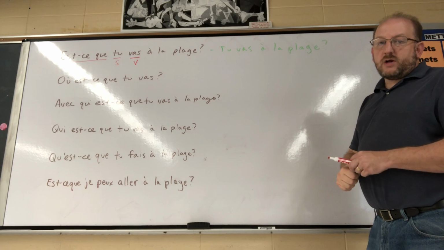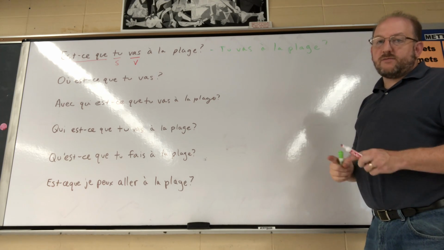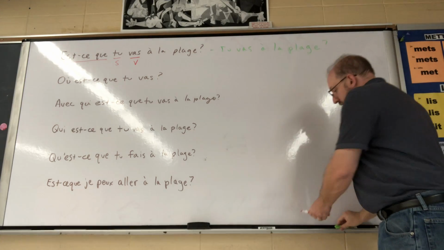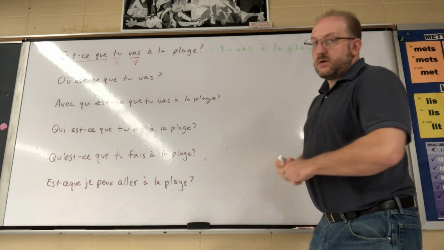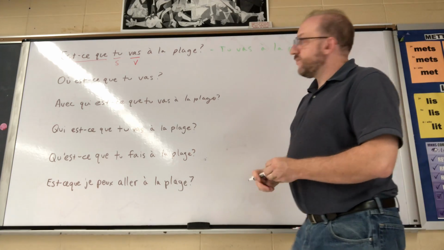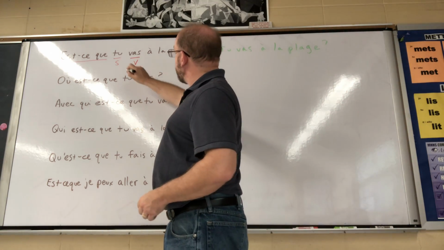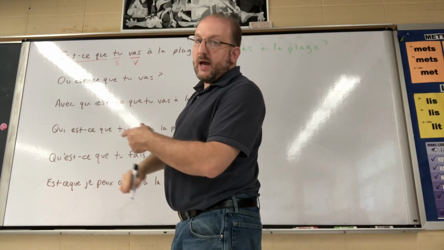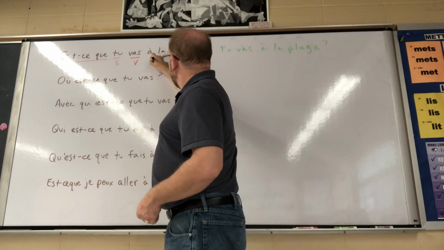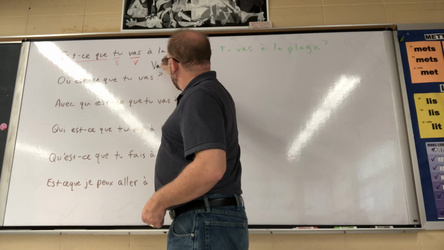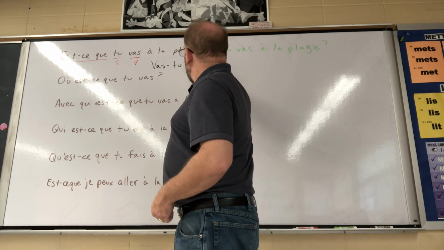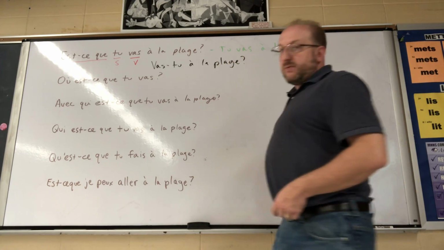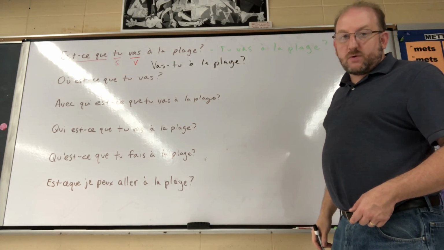Now when we invert a question, we actually invert the subject and the verb. The verb is going to go before the subject. How does this work out? It has to be hyphenated. So instead of est-ce que tu vas à la plage, we're going to take out the est-ce que and put the va in front of the tu. Vas-tu à la plage. In black, this is the inverted form of the question.